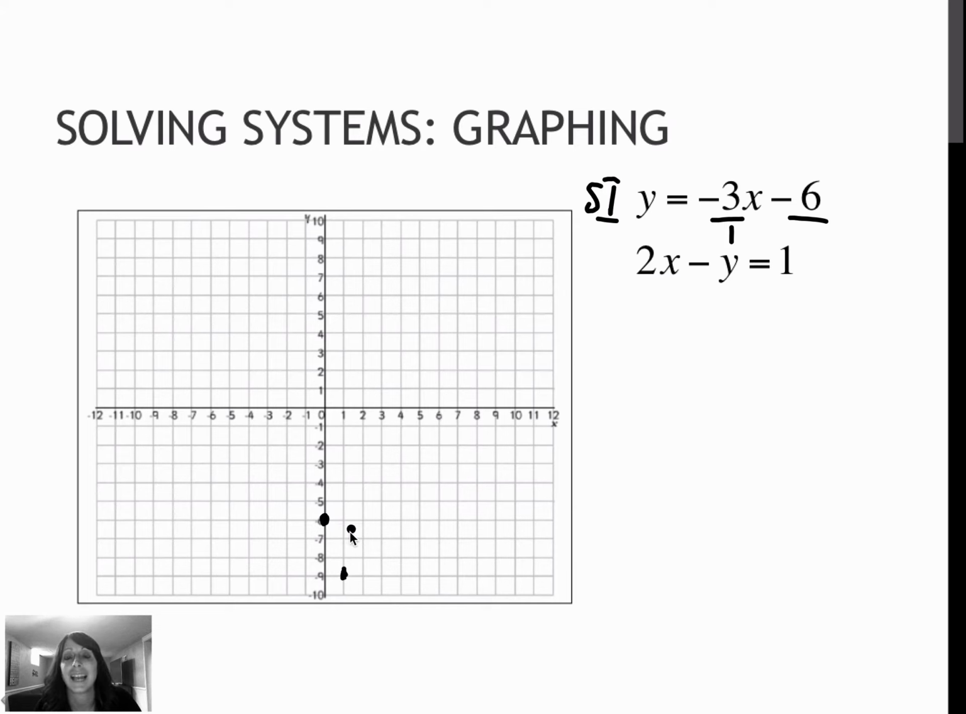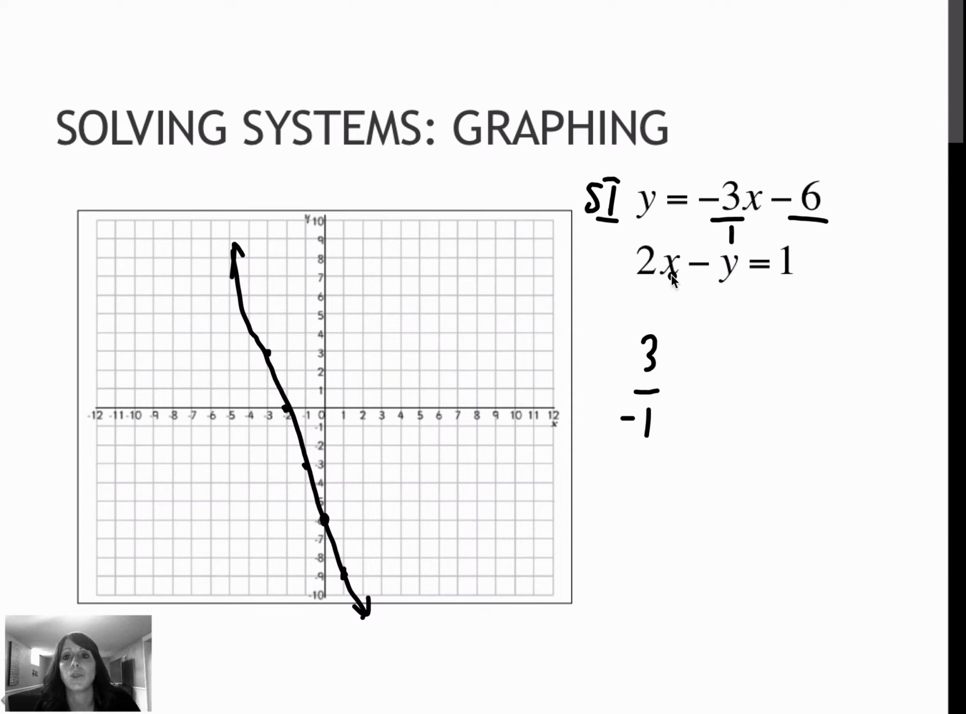Or if I feel like I need more points than just 2, I can also use a slope of 3/-1, because it's equivalent to -3. So I could go up 3 units to the left 1, up 3 to the left 1, etc. So I can make as many points as I need, and then I'm going to connect the dots with hopefully a nice straight line. Easier to do when you're not on a tablet.